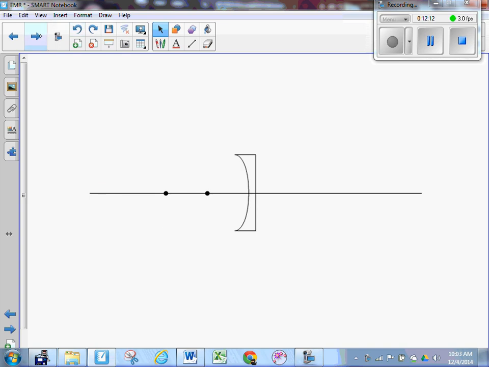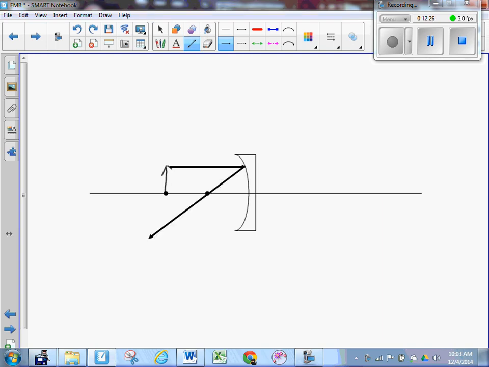Let's try our second one. Our second scenario is when we have our object at the radius or the center of curvature, or 2F. First ray is going to go parallel to the principal axis down to the focal point. Second ray down through the focal point and parallel to the principal axis.